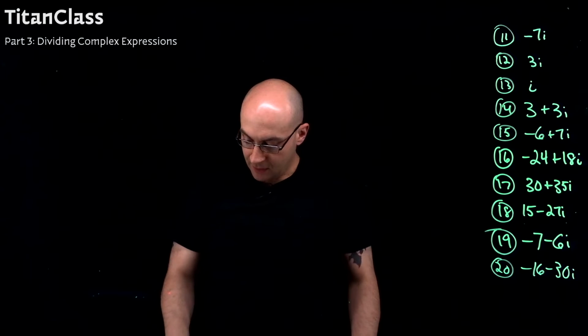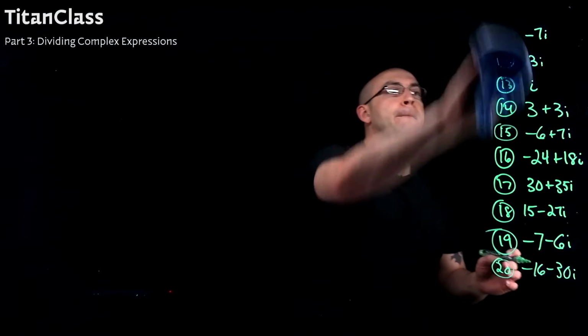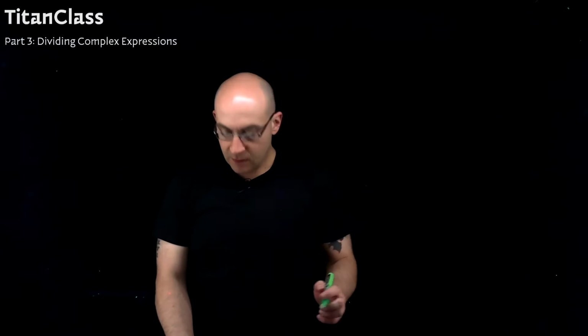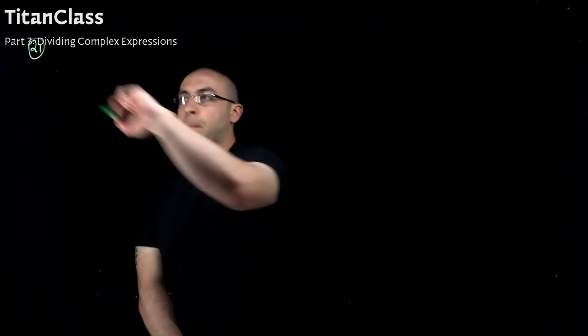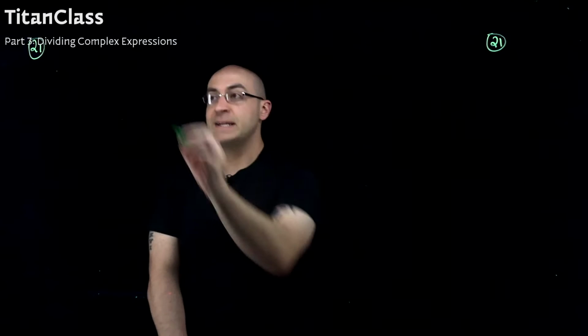All right. Number 21. And we'll start with some single terms over single terms, and we'll go from there. 21. 3 divided by 9i.